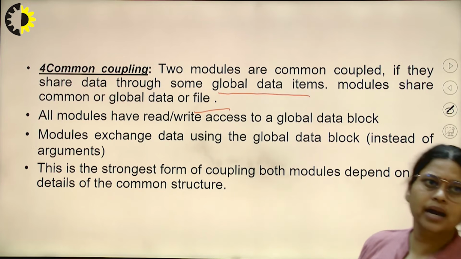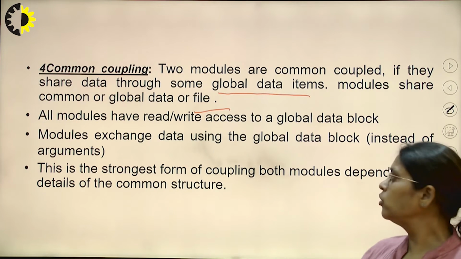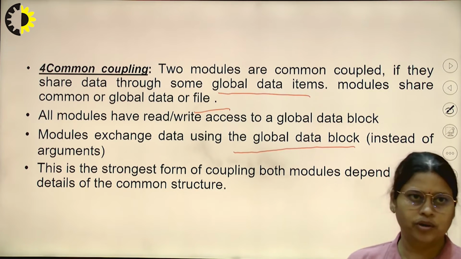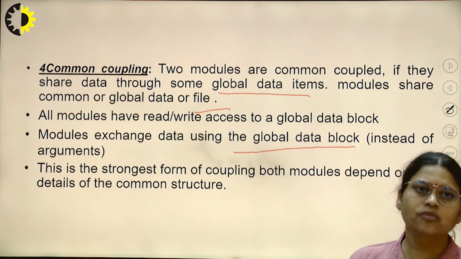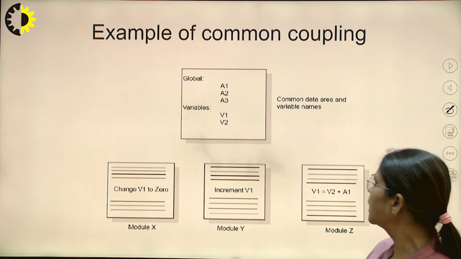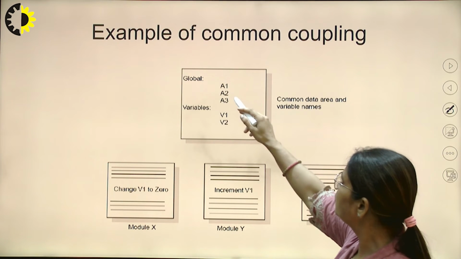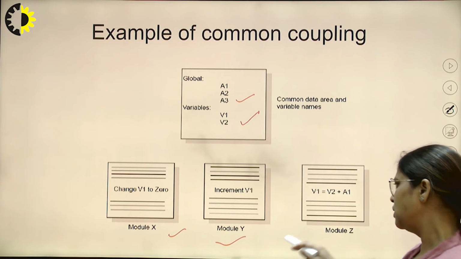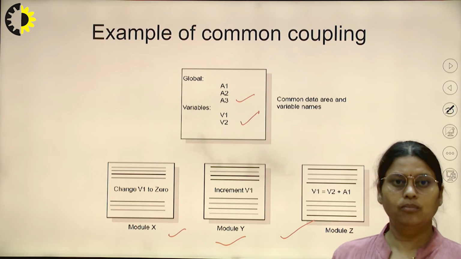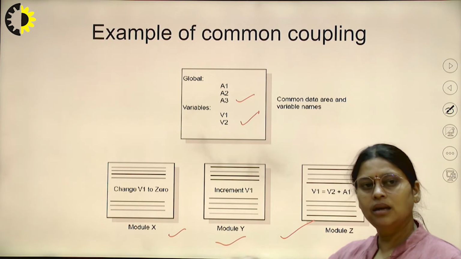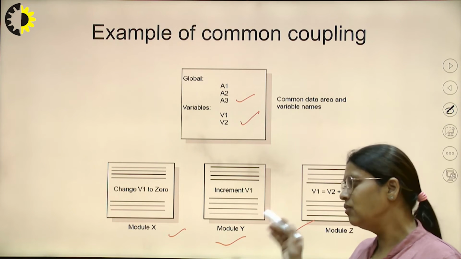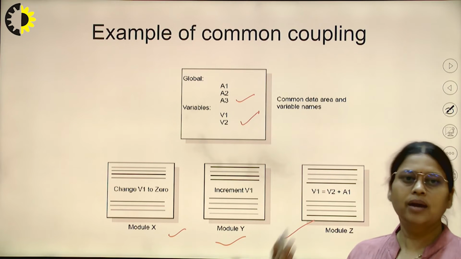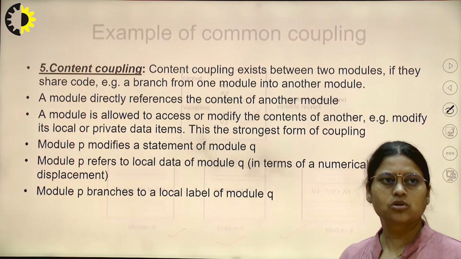Modules have read-write access to global data blocks, and modules exchange data using global data blocks instead of argument passing. This is a strong form of coupling. This is an example of common coupling. If we declare these variables globally, then we can use them in any of the modules. But if we have to change one, then we also have to change every other location in the program where the same variable is used.